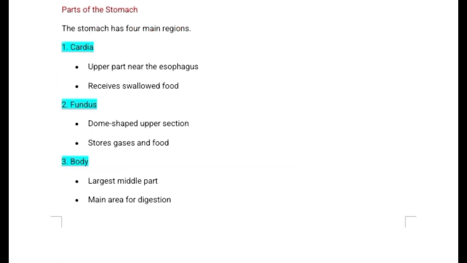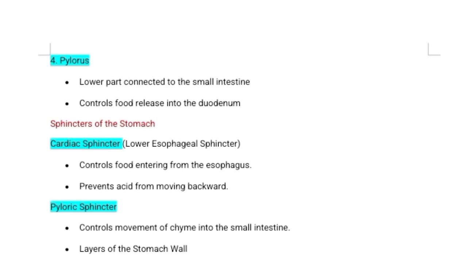Parts of the stomach. The stomach has four main regions. 1. Cardia, upper part near the esophagus, receives swallowed food. 2. Fundus, dome-shaped upper section, stores gases and food. 3. Body, largest middle part, main area for digestion. 4. Pylorus, lower part connected to the small intestine, controls food release into the duodenum.